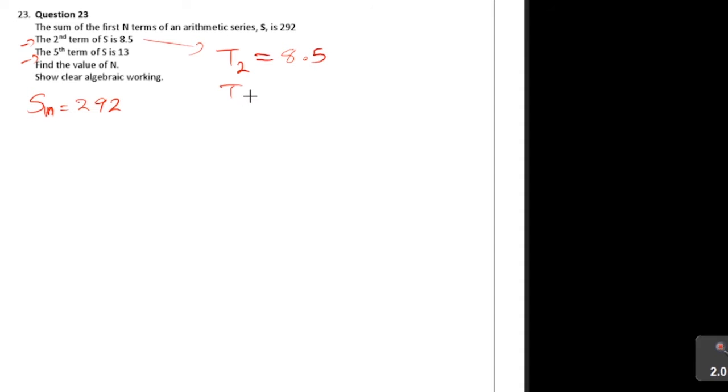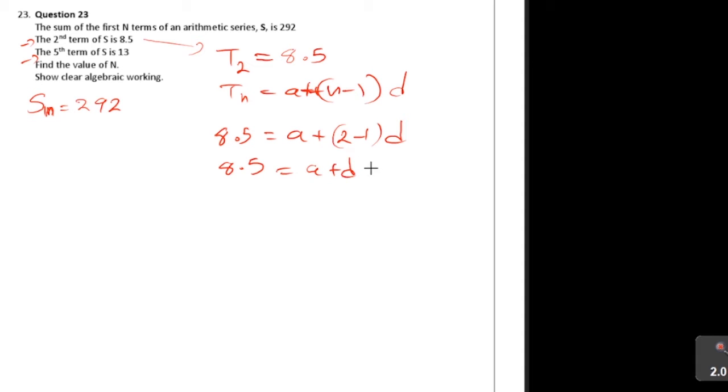We know the equation for the general term: Tn equals a plus n minus 1 times d. So we can use this to find a and d. For the second term, 8.5 equals a plus 2 minus 1 times d. 2 minus 1 is 1, so it's just a plus d. We still don't know d. So 8.5 equals a plus d. This is equation number 1.